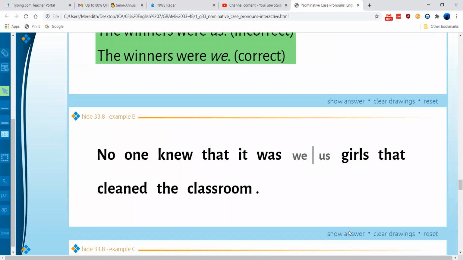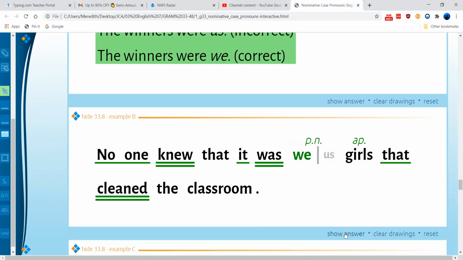Okay, so no one knew that it was we girls that cleaned the classroom. So again, take out girls. No one knew it was we that cleaned the classroom. I know, even if we didn't have the appositive, for a lot of us, we like to use us. But you have your subject, no one knew, and then you have this dependent clause here, which, remember, a clause has its own subject and verb. It was we that cleaned the classroom.